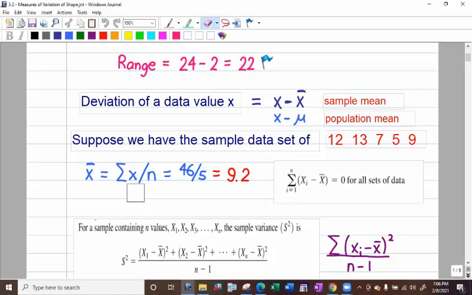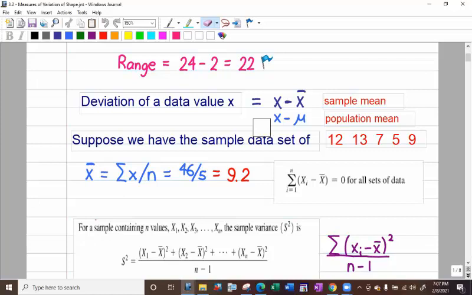All right, the mean's simple enough. You just add them up and divide by how many you have. And we get 9.2. Now, if we're trying to figure out how scattered the data is, go back to these deviations. What if we just average the deviations, come up with some number that represents an average of the deviations?